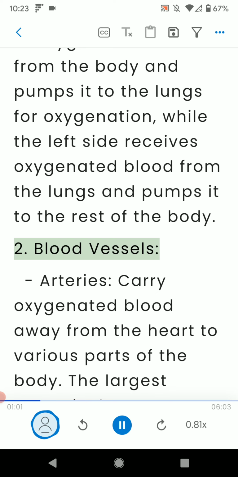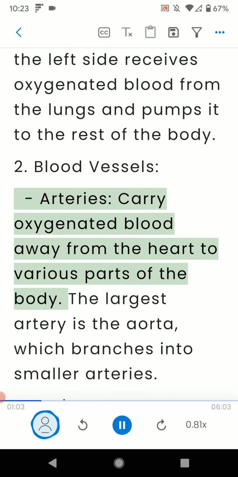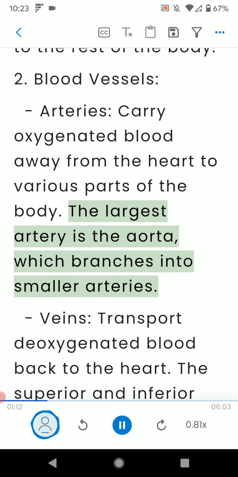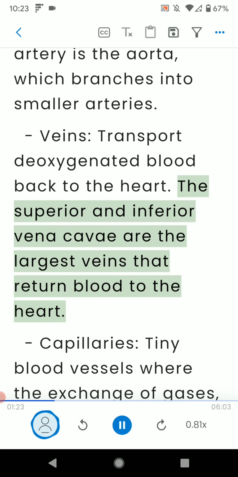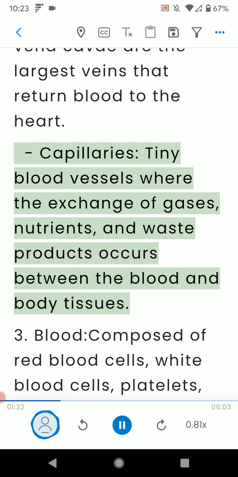2. Blood vessels. Arteries carry oxygenated blood away from the heart to various parts of the body. The largest artery is the aorta, which branches into smaller arteries. Veins transport deoxygenated blood back to the heart. The superior and inferior vena cavae are the largest veins that return blood to the heart. Capillaries are tiny blood vessels where the exchange of gases, nutrients, and waste products occurs between the blood and body tissues.